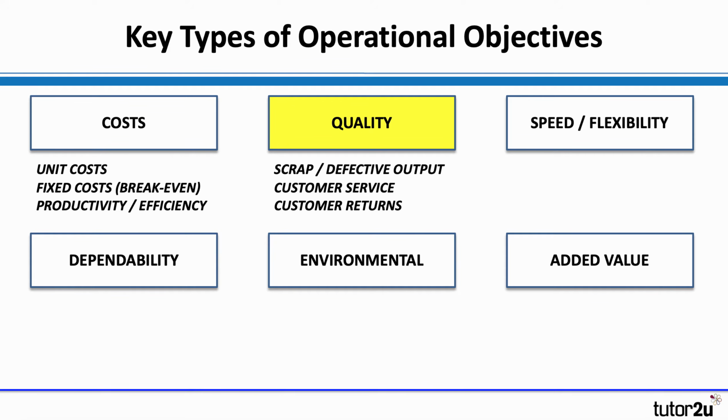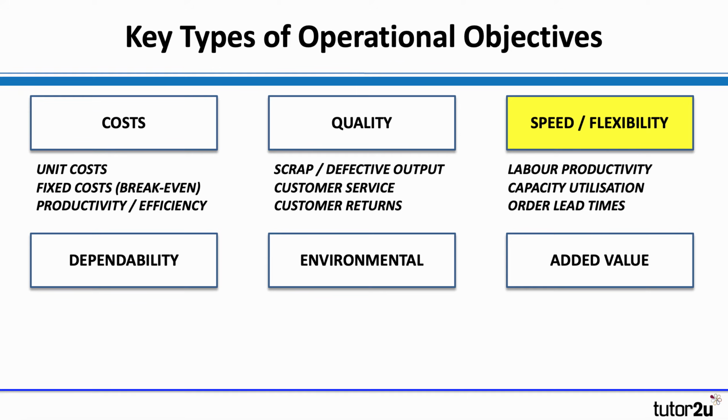You may try to set high quality standards in terms of the percentage satisfaction of customers, or try to minimise the incidence of customer returns. All of those are operations objectives in relation to the quality of what you produce.